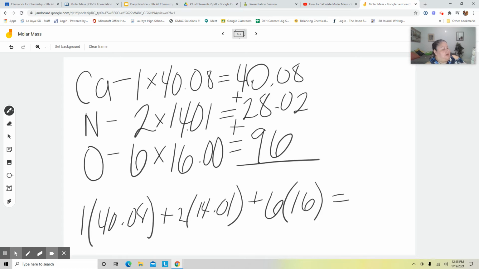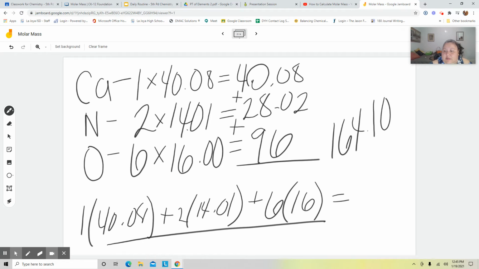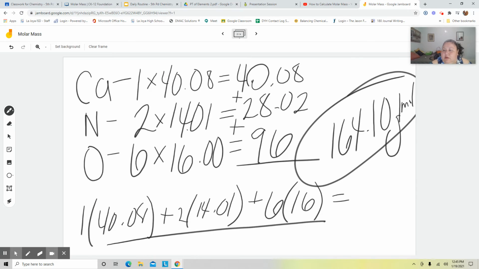All right? So let's add them up. I already have 96, so I'm just going to add 28.02 plus 40.08. 164.1. Yes, ma'am. And if you were to do the bottom version, it's going to give you the same answer, 164.1. And the unit for molar mass? Grams per mole. Grams. This is supposed to be a G. Grams per mole. Okay? Is that hard?